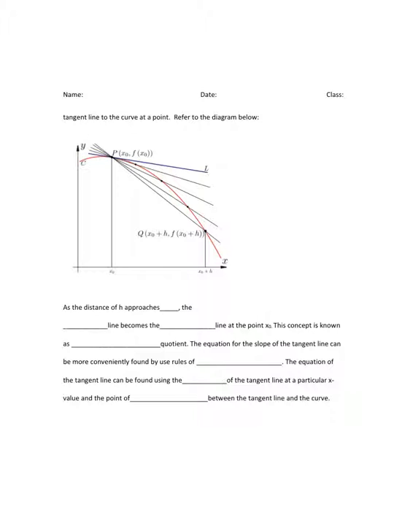So, as the distance of h approaches what? 0, what becomes what? The secant line becomes a tangent line. So, as the distance h approaches 0, the secant line becomes the tangent line at x naught. This concept is known as blank quotient. Newton's quotient, right? After Isaac Newton.